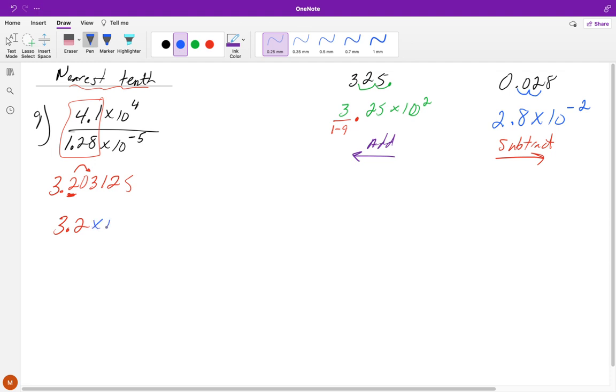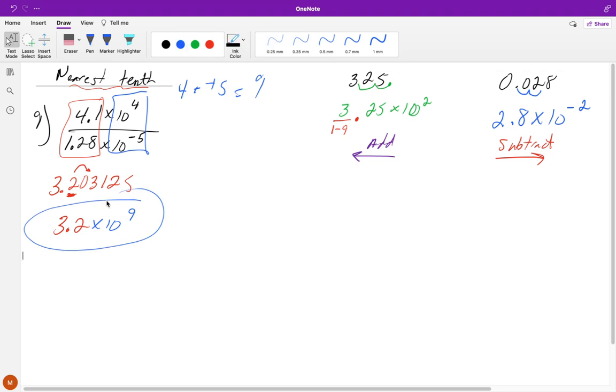And then here it becomes times 10. And our rule is we subtract. So 4 minus negative 5 turns to plus, and that gives us 9. So it's times 10 to the 9th power. Since this is already written in scientific notation, we don't need to do anything else to it. That is our final answer.